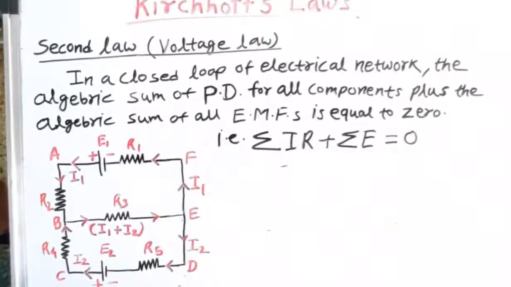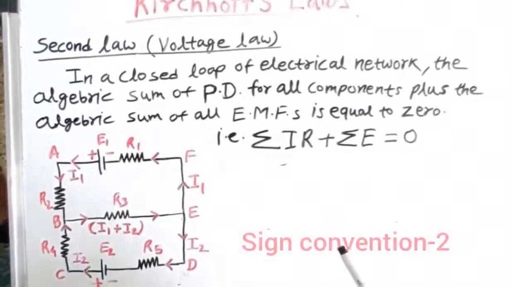As you can see, if you are tracing this loop, say B, C, D, E, B, then as we are moving from B to C, the direction of flow of current is in the upward direction, whereas we are tracing this loop in the downward direction. So the potential difference across this component is nothing but I2 into R4, and its sign should be positive.